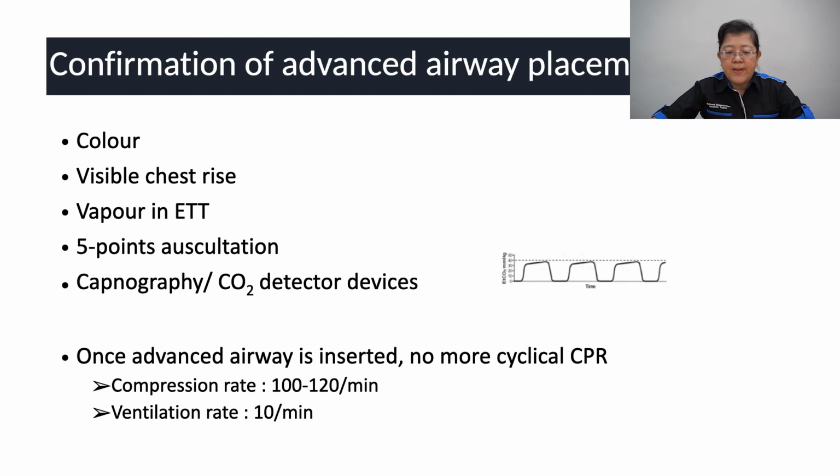Confirmation of advanced airway placement is done clinically by looking at the color, visible chest rise, vapor in the endotracheal tube, 5 points auscultation, and the definite thing is by looking at the capnography. But once an advanced airway is inserted, there would not be cyclical CPR anymore. The compressor will do 100 to 120 per minute, and those taking care of ventilation will bag 10 times per minute.